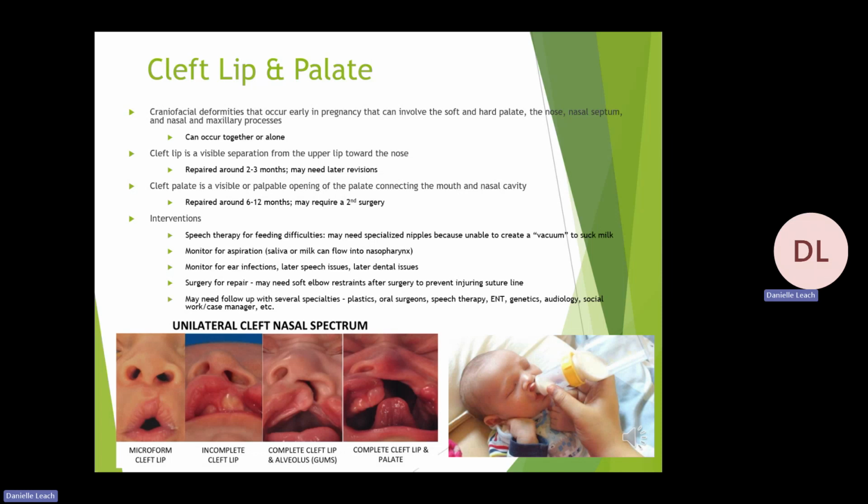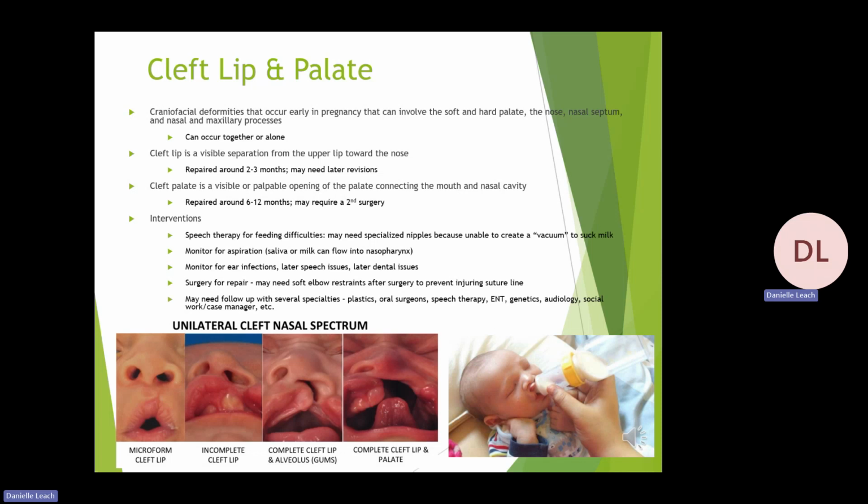We also want to monitor for things like aspiration. If the baby has a cleft palate especially, they can very easily aspirate milk through the cleft palate up into their nose and then down into their lungs. So we need to be very careful when we're feeding them and make sure that they are not aspirating. They may have to have swallow studies. We want to monitor for ear infections, later speech issues if they are getting it repaired later or need more than one repair, and later dental issues.